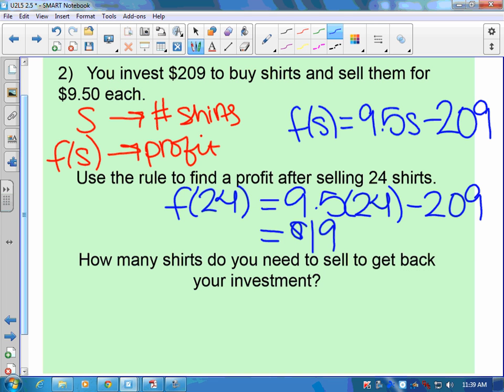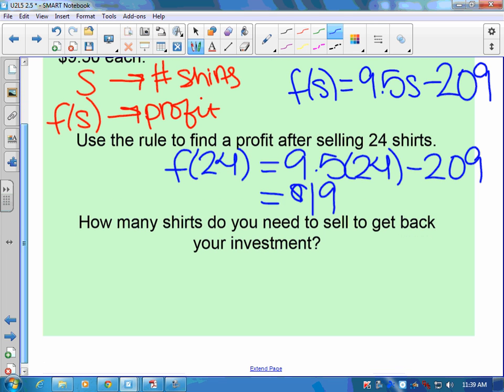The last part of this problem wants me to find the number of shirts I would need to sell to get my investment back, or this is what we call the break even point. So I want to find how many shirts I should sell to get back my investment. What would my profit be if I just break even? Jacob? It'd be 0. Where should I put 0 into this function?